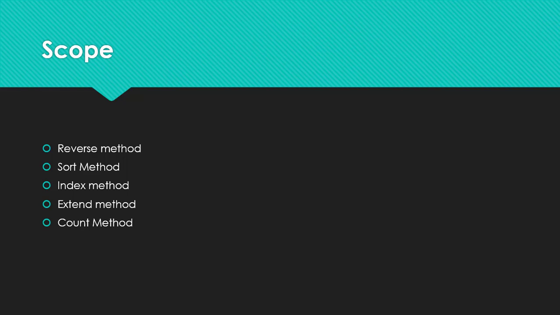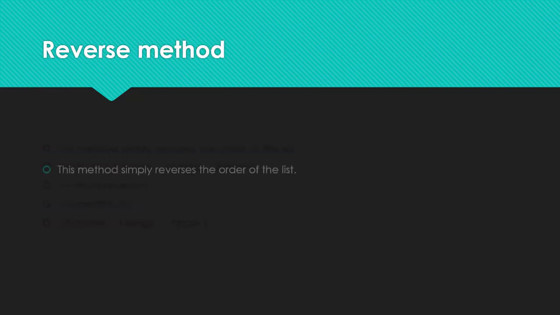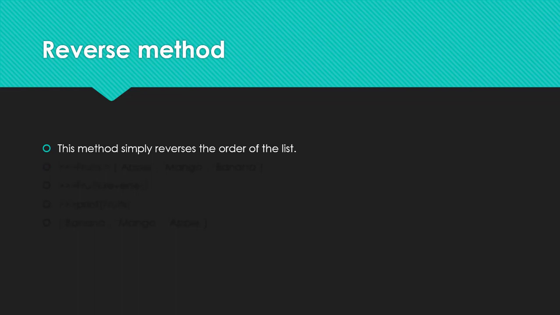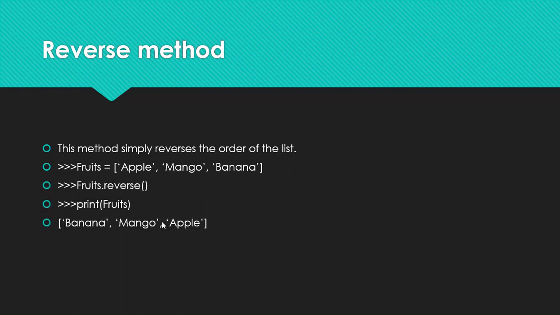So let's get started. The reverse method. The method simply reverses the order of the list. For example, we have a list named fruits where we have the three elements apple, mango, banana. Then fruits.reverse would simply reverse the list. According to the index, the elements are now reversed. Initially, apple was at 0th index, mango at 1 and banana at 2. Now after using the reverse method, banana is at 0th index, mango at 1 and apple at 2. I hope the usage of the reverse method is now clear.